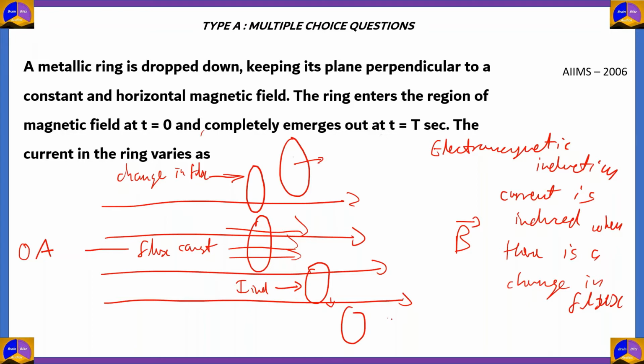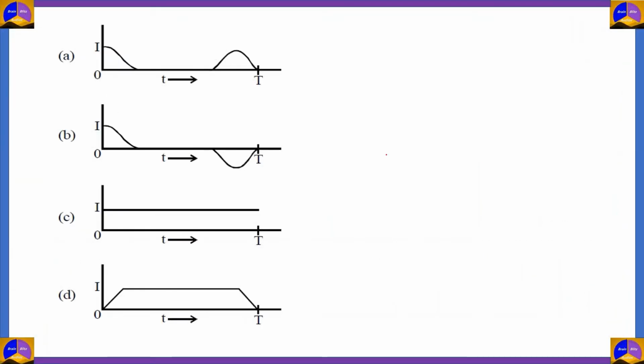And by time equals t, the ring has completely emerged out of the magnetic field, and henceforth there will be no change in flux, no flux in fact. So therefore the current drops down to 0. So this is our scenario. And if you're looking at our given graphs, the increase in current at both sides is correctly shown by our graph A. So option A is the right option.